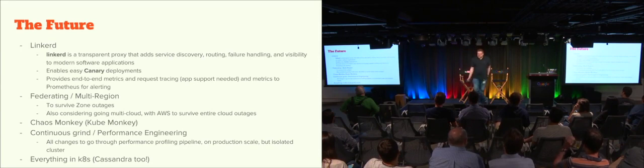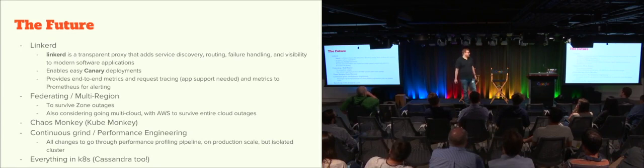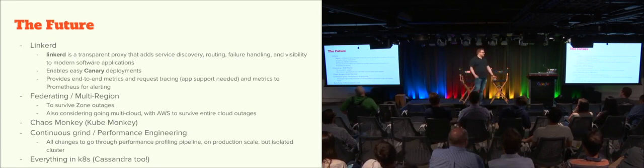I talked about Chaos Monkey before. It's not adding instability, but it's basically testing the reliability of your application by randomly killing things. Another thing we're working on currently as well is continuous grind and performance engineering.